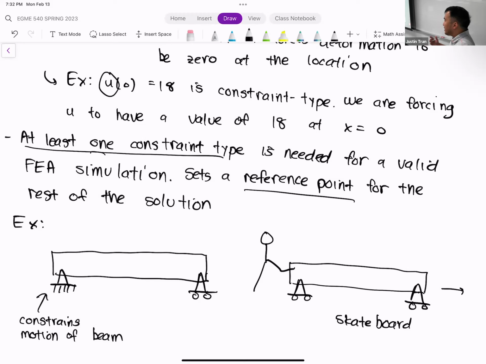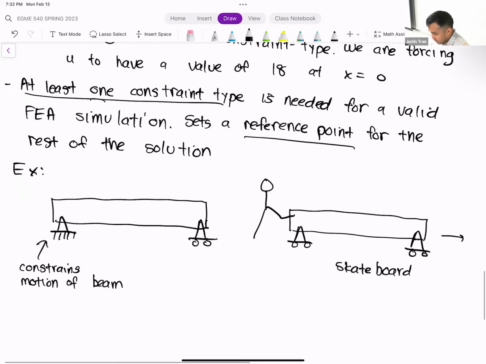When you talk about constraint or boundary conditions in general, it's very easy to get caught up in the mathematics and the mathematical jargon and all that stuff. But a lot of times there's a very simple physical reason why we need things a certain way, and this is that reason. All right. Any questions on this? Okay. All right, so that's constraint type boundary conditions.